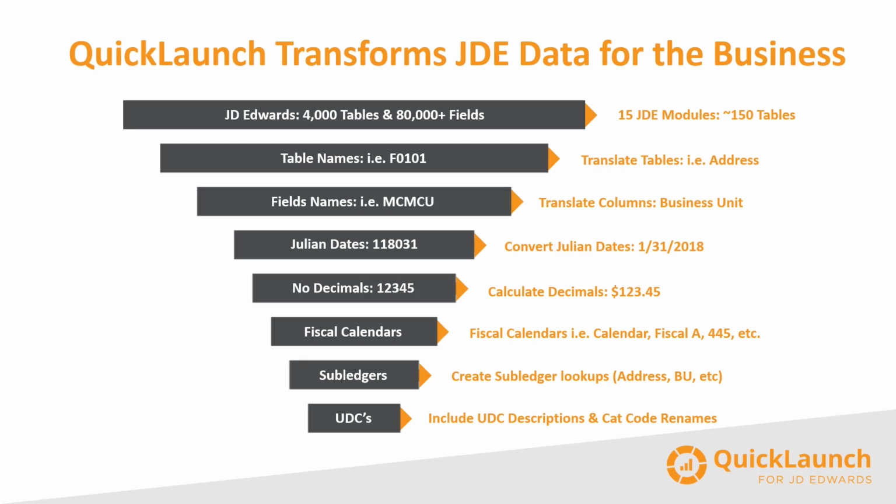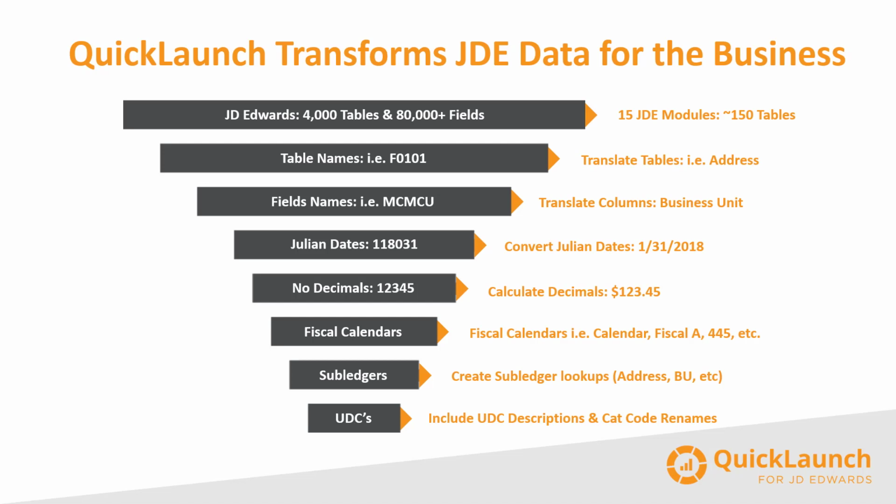At the data level in JD Edwards, there's about 4,000 tables in the ERP, about 80,000 fields. We cover 15 modules of JD Edwards as part of our QuickLaunch, and of those 15 modules, we're only really touching about 150 some odd tables from the full JD Edwards database. We're translating tables like F0101 to Address, or MCMCU as a field name to Business Unit.